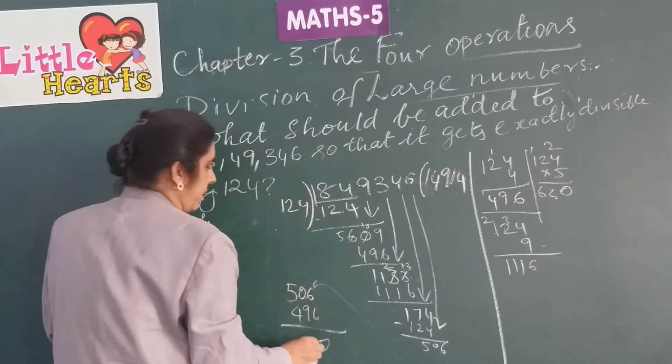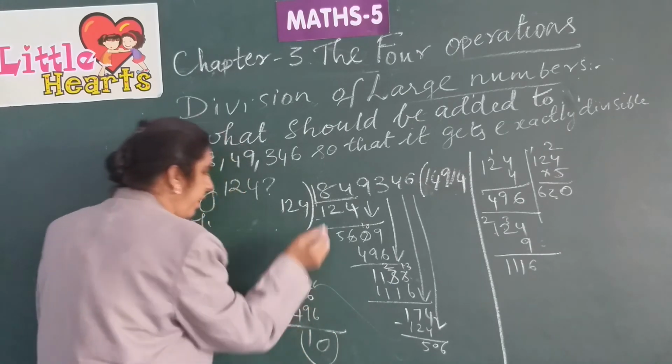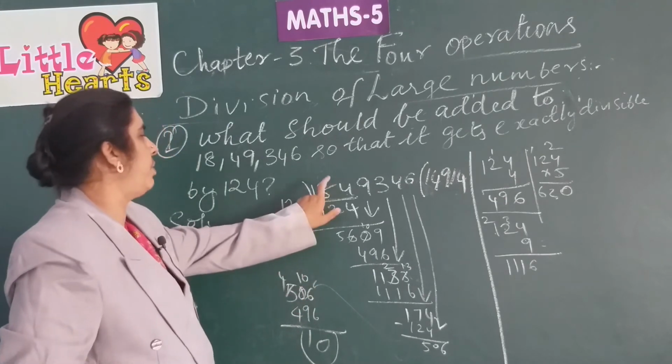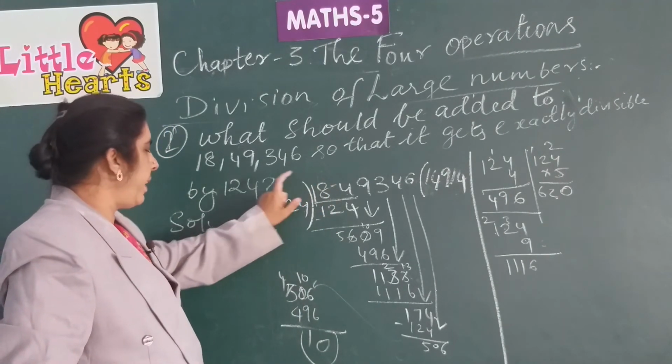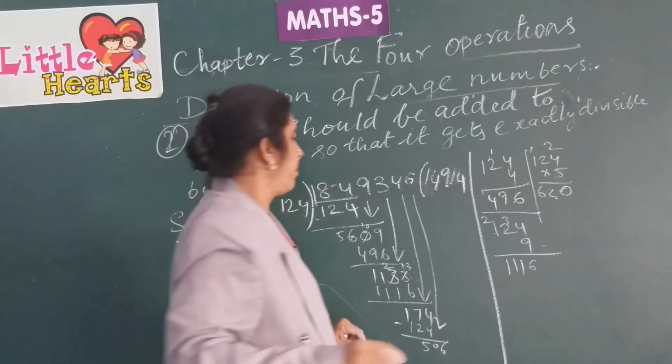6 minus 6 is 0. 10. This becomes 4, 9. 10 is the remainder. So if you add this remainder to this number, it gets exactly divided by 124.